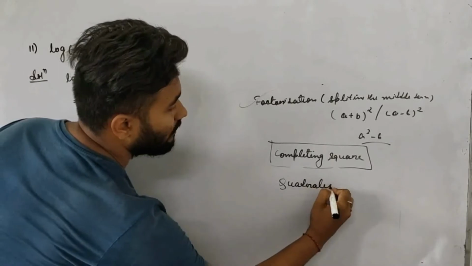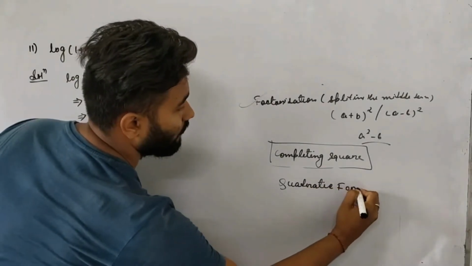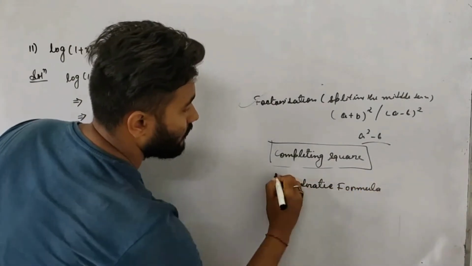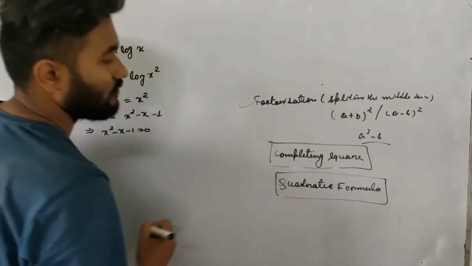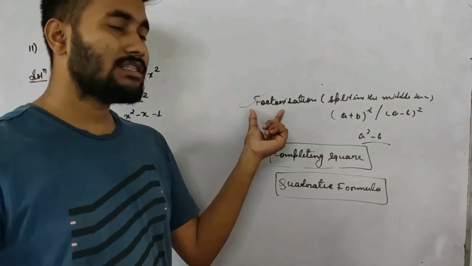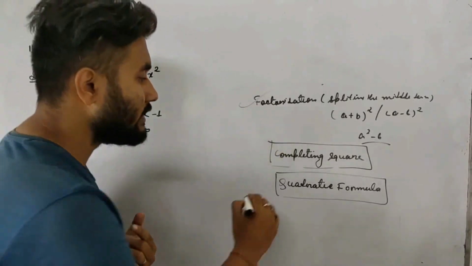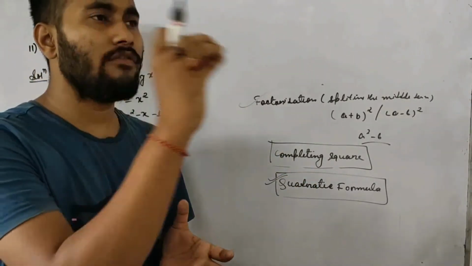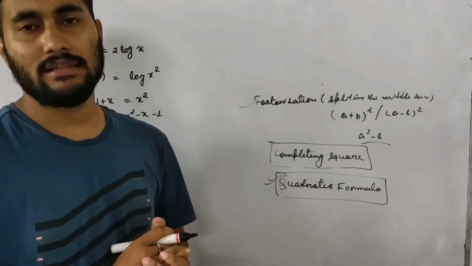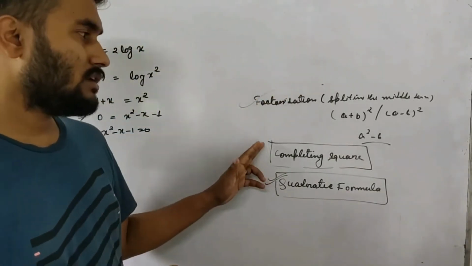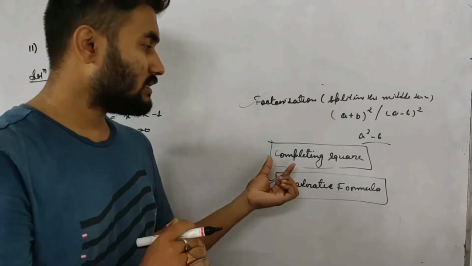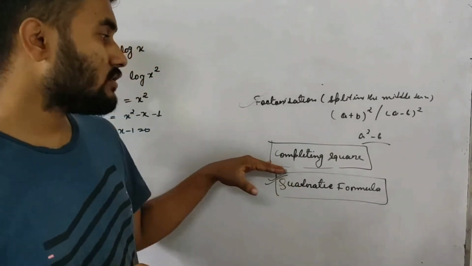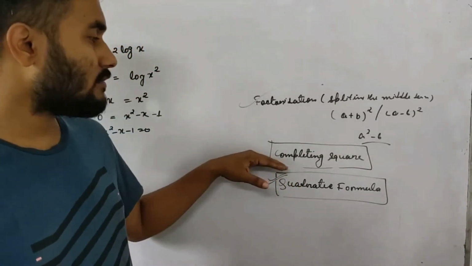Quadratic formula. This is another method. If students can't use factorization, then they always select the quadratic formula, because there is nothing to think over here. Just put in the values and you will get the answer. Understood? This one is not preferred by the students because it is a little bit complicated, but this is also a very powerful method.